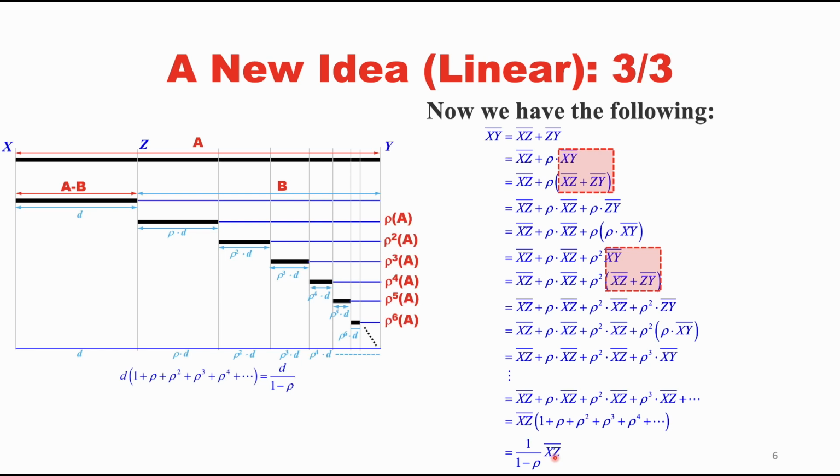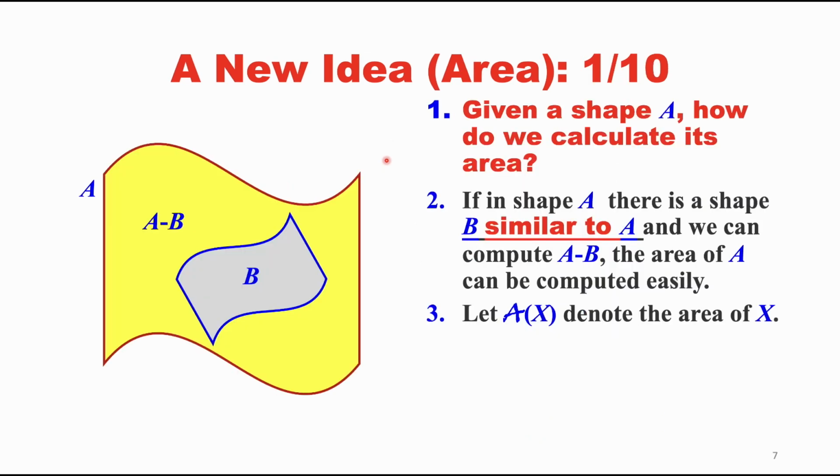So this is the way of knowing the length of A minus B and the scaling factor can help us calculate the length of the whole segment. And this is the linear case. For area, that is a two-dimensional shape. So given a shape A, how can we calculate this area?